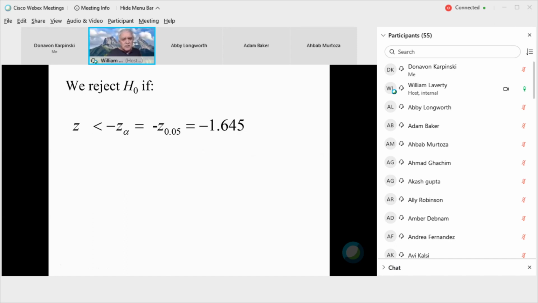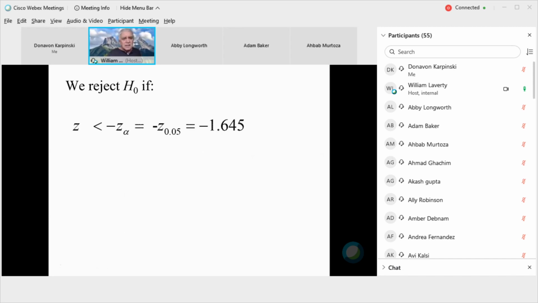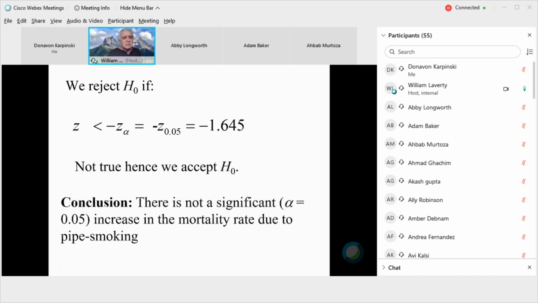Well, that's the critical value. We compare that with the exact value. It's not less than that. So we accept H naught. Conclusion: there's no significant increase in mortality rate due to pipe smoking. That doesn't mean that there isn't an increased mortality rate, but this experiment did not find it.